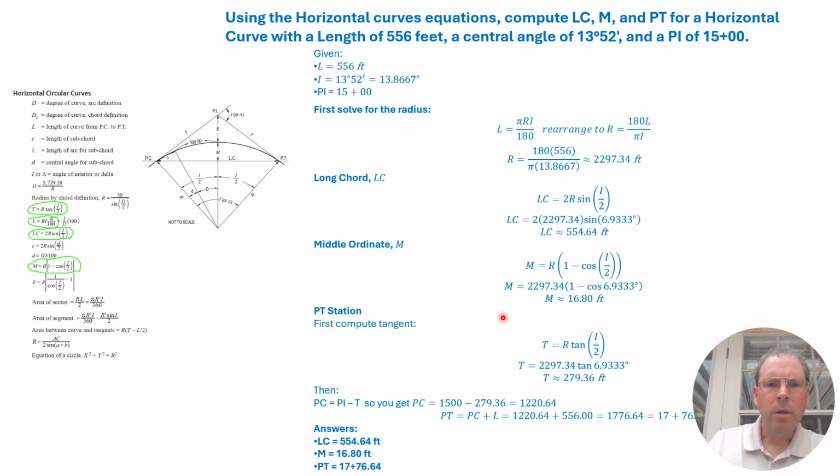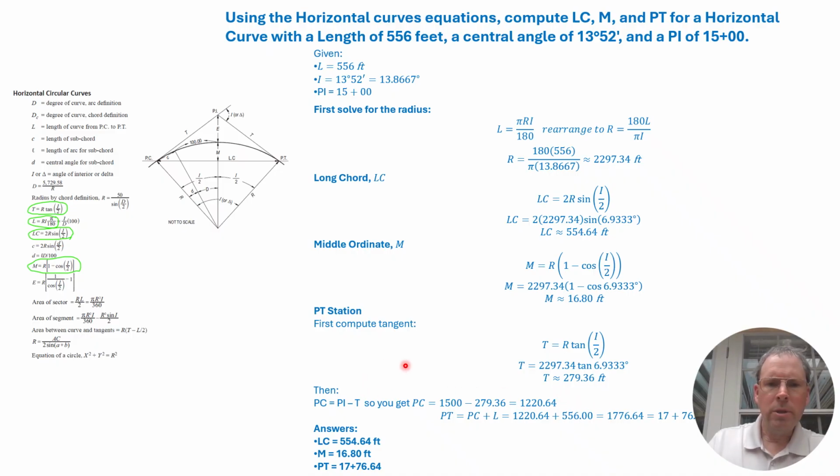And then for the PT station, first you need to know this tangent distance, okay? So I went ahead and pulled this equation out of the list, wrote it here, tangent. You have the I and R, so you calculate out the tangent distance, 279.36 feet.